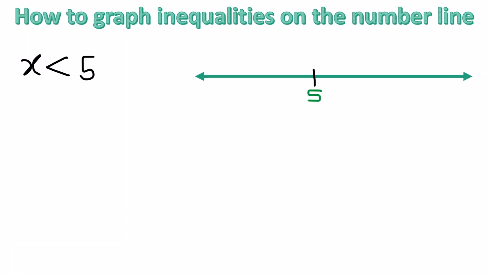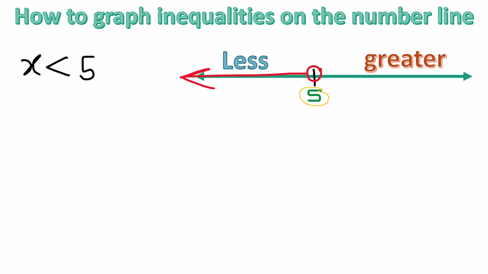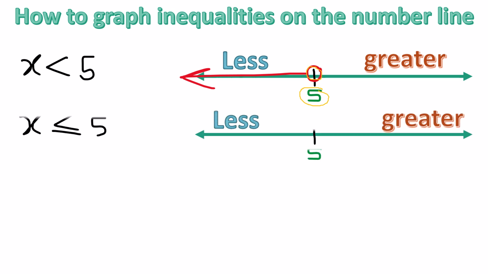How do we graph inequalities on a number line? For example, if you have x less than 5, always go to the number 5, start at 5 and ask yourself, is it going to go to the left or is it going to go to the right? If it is less than, then we know it's going to go to the left. So it will have an open circle going to the left.